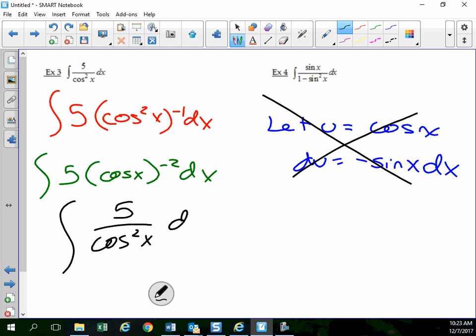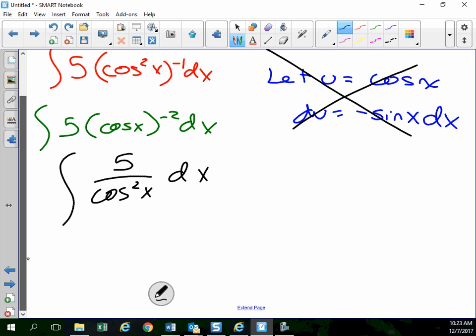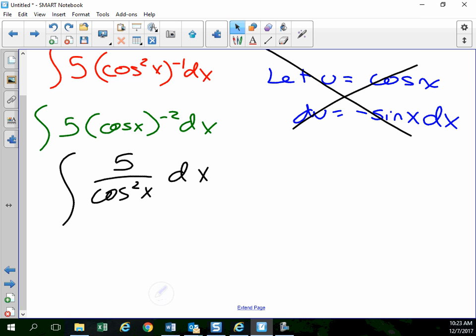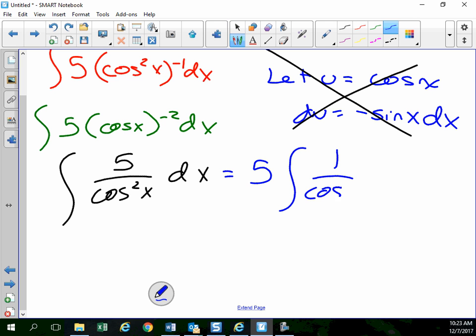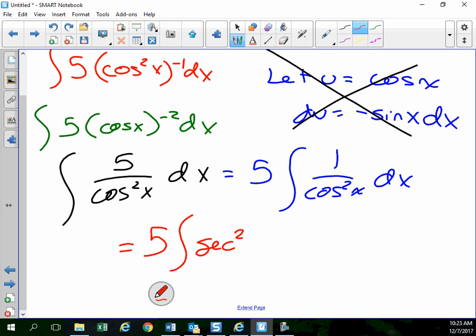And Abby, will you tell me what you did, please? I'm good with that. Oh, thank you, Abby. Abby recognized that 1 over cosine squared is the same thing as secant squared. Oh, and then what did you do next?